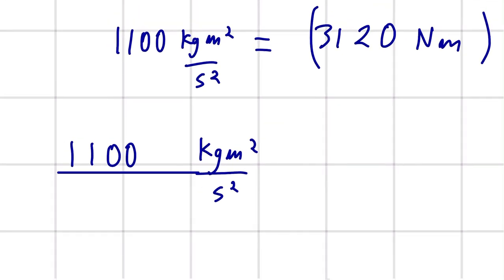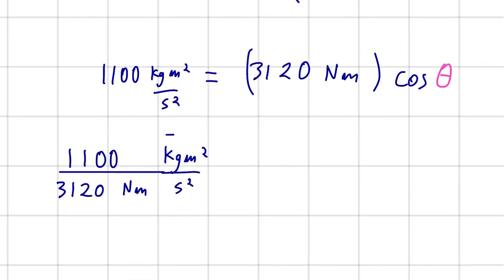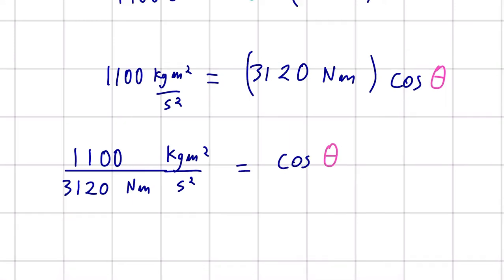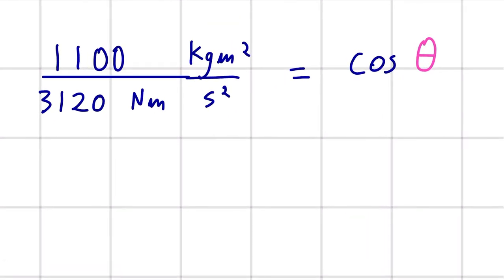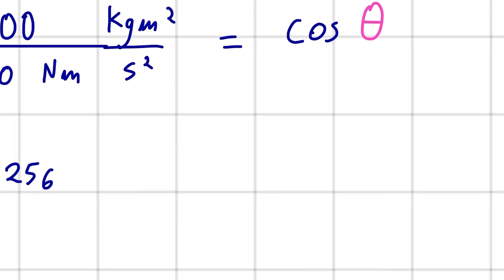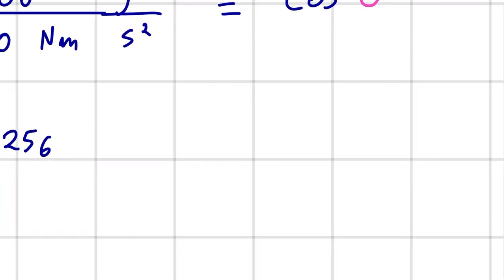And remember, we're bringing this term down, so it will be a division, and newton meters is the units on that. And I'll clean up these units in the next step. Times cos equals cos theta. Okay, so plugging this into our calculator, we get an answer of 0.35256.